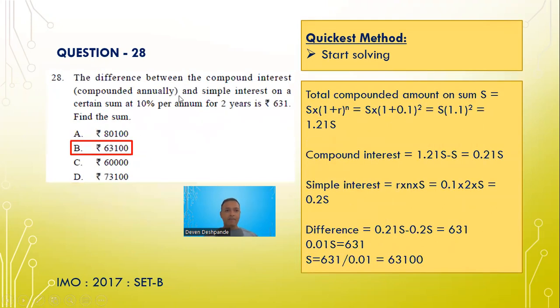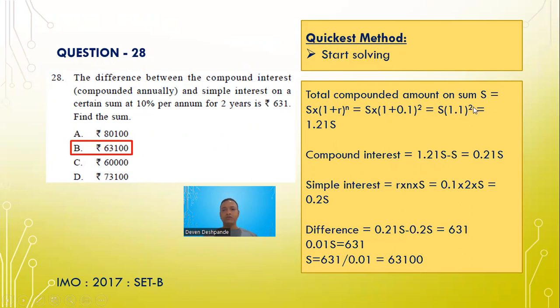Okay, next one. The difference between the compound interest compounded annually and simple interest on a certain sum at 10% per annum for 2 years is 31. Find the sum. Okay, so the total compounded amount on sum S will be S into 1 plus R raised to N, where R is the rate of interest. So let the sum be S. R is 10%, so 0.1, for 2 years. So N is 2. So 1 plus 0.1 is 1.1 raised to 2.